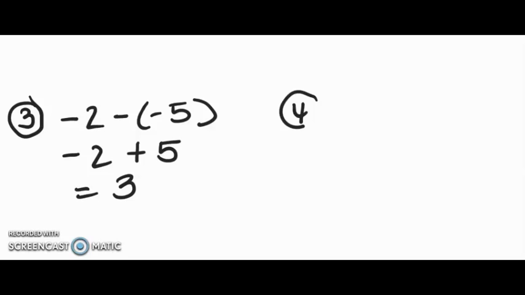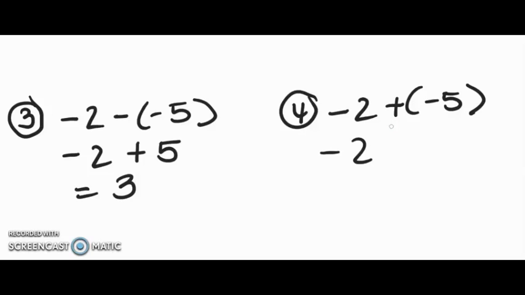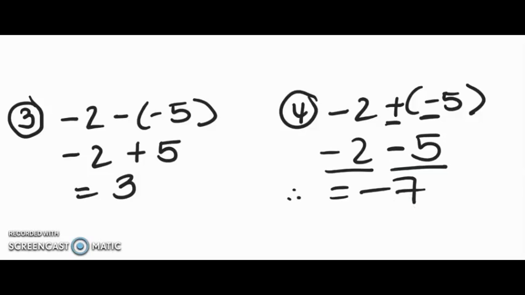Question 4. Let's say the question is negative 2 plus negative 5. We know that a positive and a negative will give us a negative. Therefore, negative 2 minus negative 5 will give us negative 7.